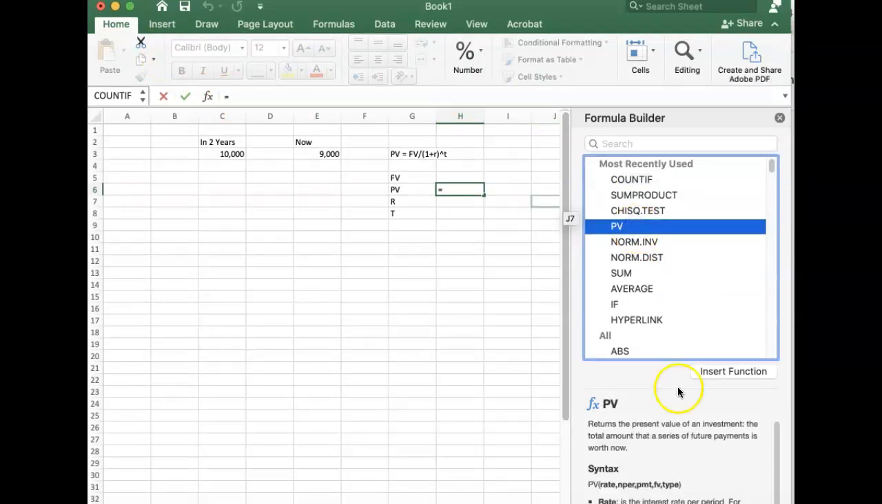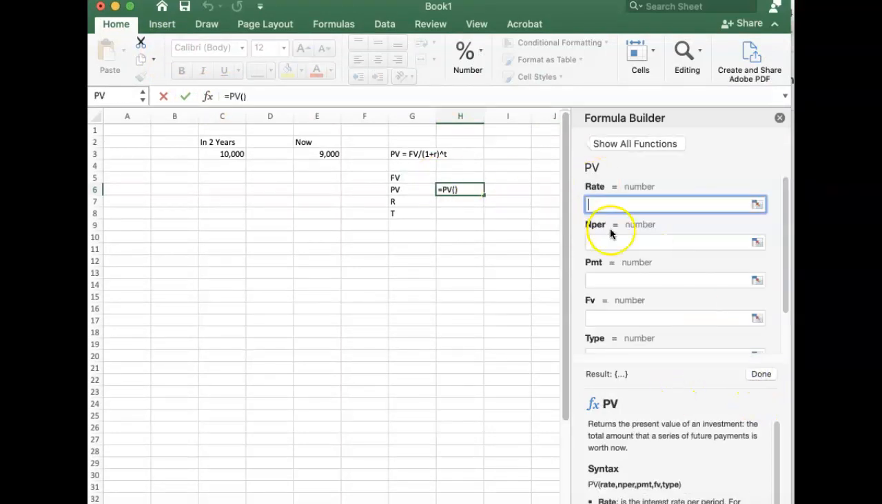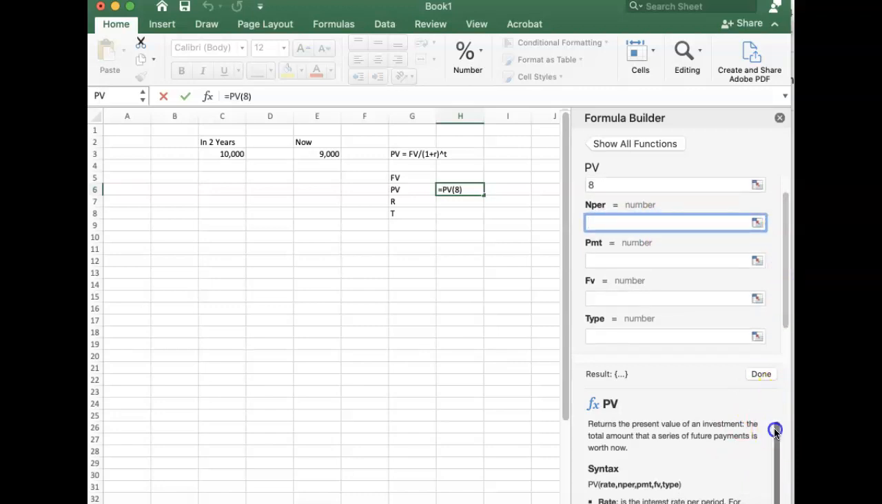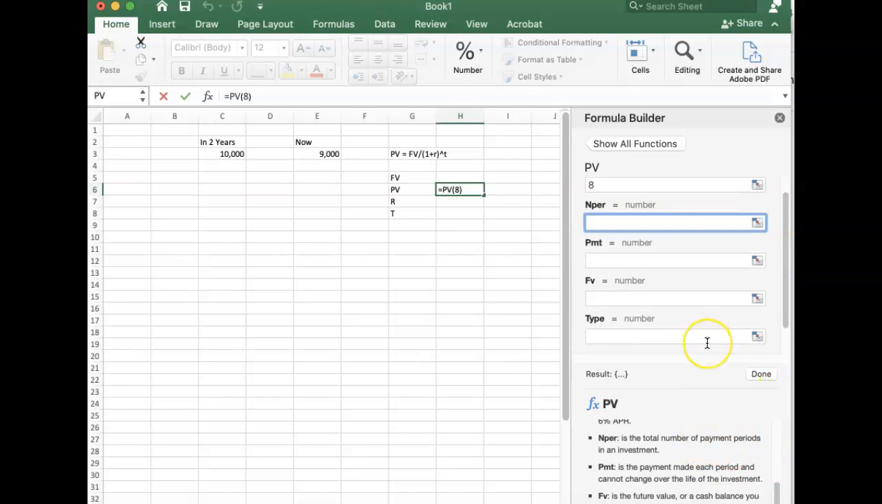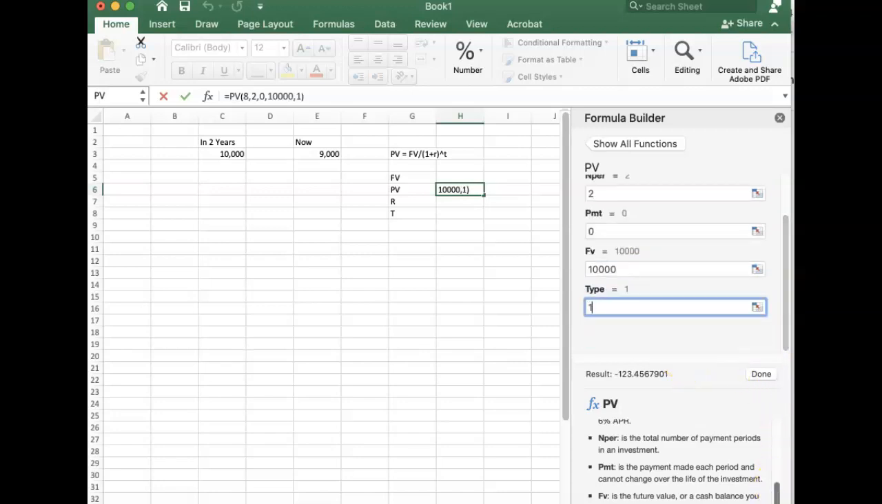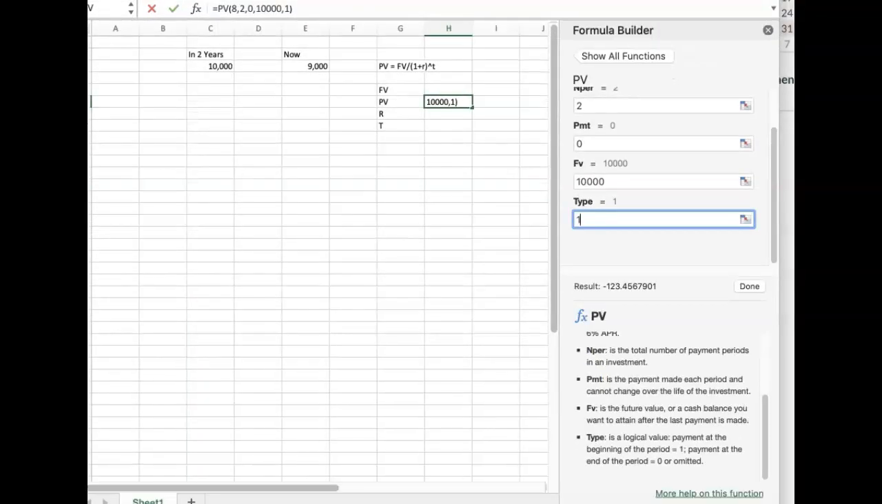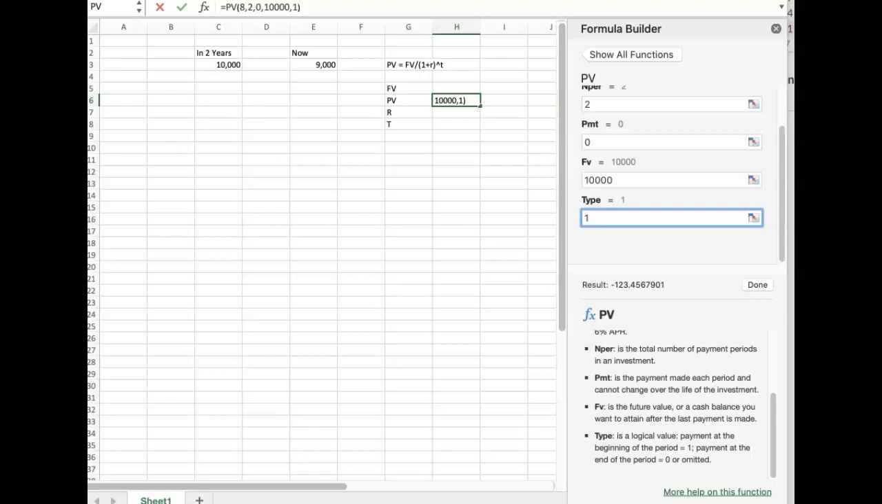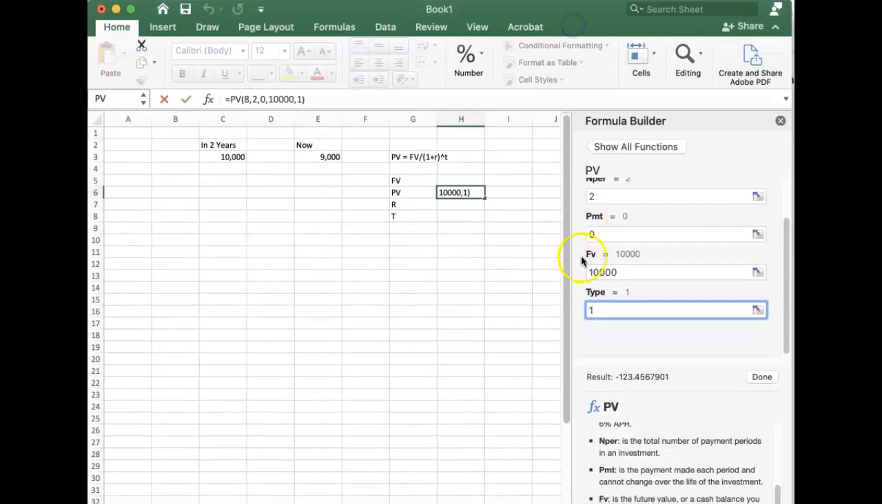I opened up Insert Function here, and I'm going to say that my rate is 8%. My number is the total number of periods, 2. My payment is 0, which I don't need, and my future value is going to be 10,000. If you look down here, my type is a logical value equal to 1 for payment at the end of the period, 0 if omitted, and we want it to be 1.